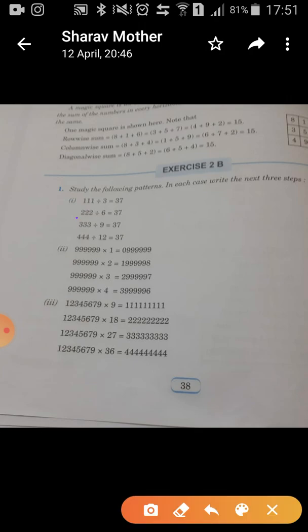In this one, the first similarity is that all of these are equal. There are 1, 2, 3, 4, 5, 6 nines over here. Everywhere there are 6 nines. This is the first thing which we notice. What is the second thing which we notice? The second thing is that it is 1, 2, 3, 4, so the next number will be 5 only.